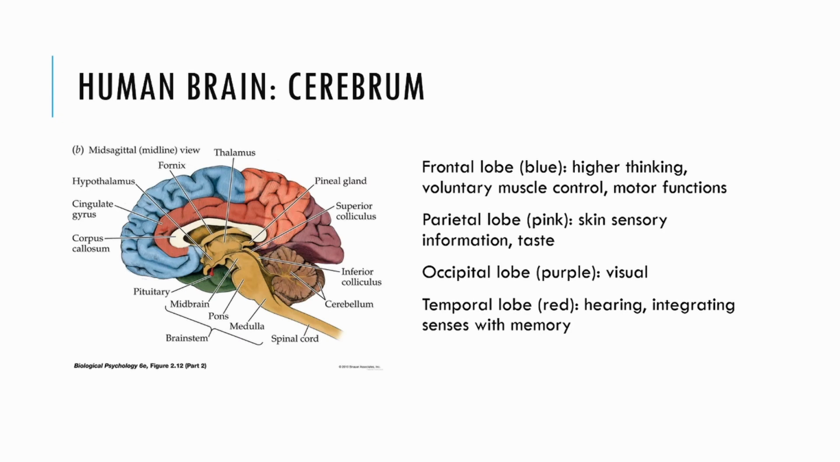The frontal lobe in blue is going to be where our higher thinking happens and our conscious thought. It's also where we have voluntary muscle control and have our control for the different motor functions we perform. The parietal lobe in pink, just sitting behind it, is going to deal with somatosensory information, meaning information that comes from your skin and some muscle, as well as taste. The occipital lobe in purple will handle visual information, and the temporal lobe in red will handle hearing, as well as integrate the different senses with memories that we have.